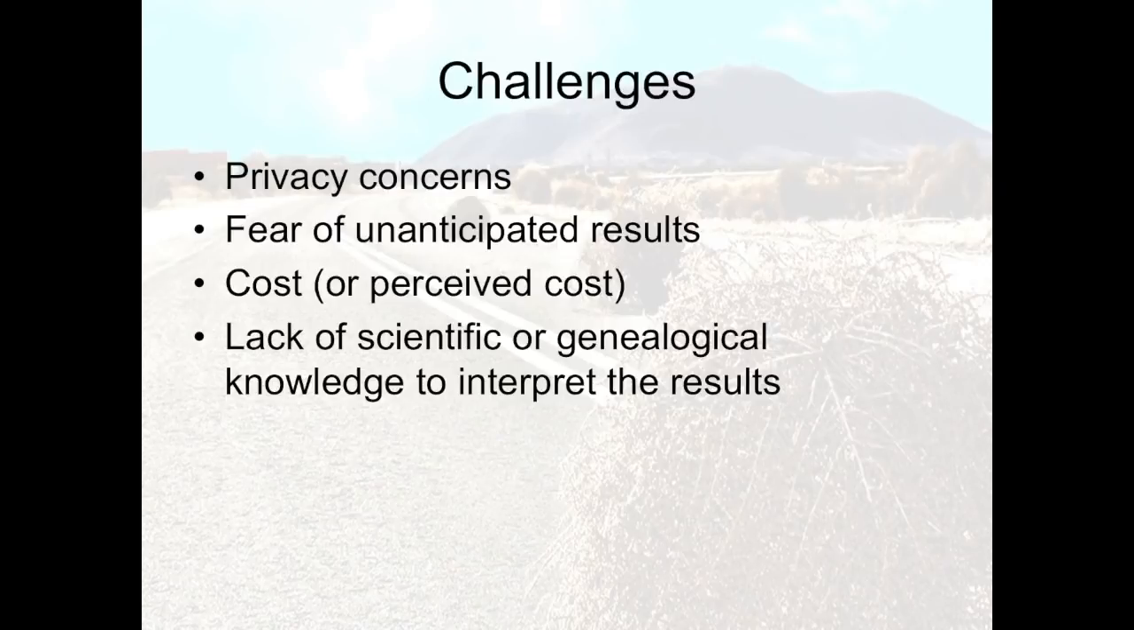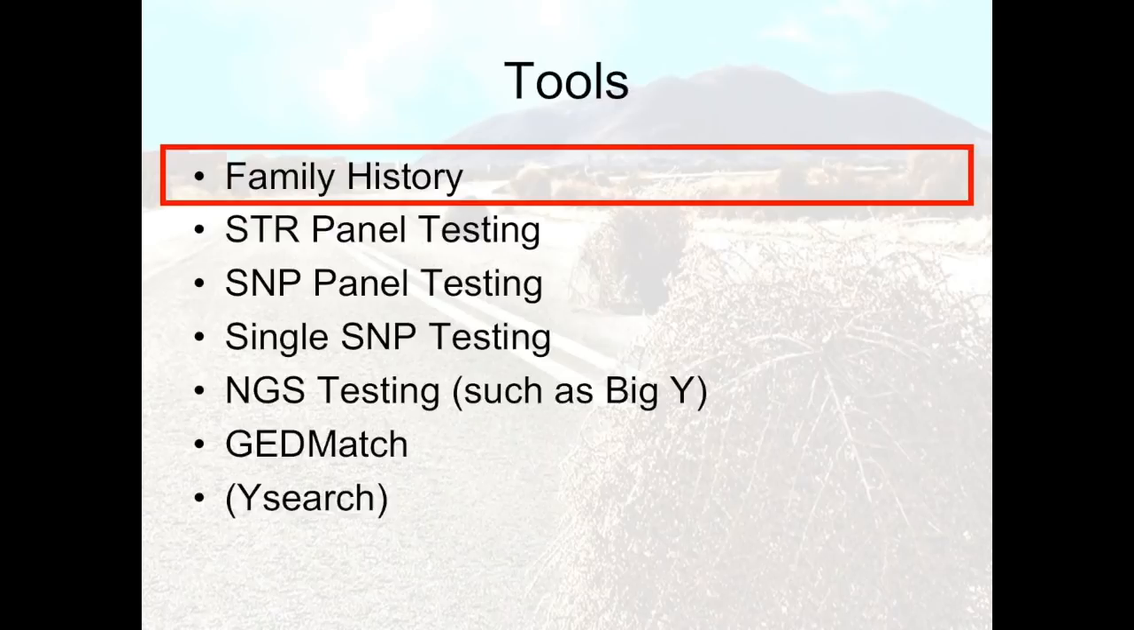The big one as well is the fear of unanticipated results. This is true for any genealogy, but it can be a surprise if a genetic result comes back very different from what people might have expected. There's the cost, or the perceived cost. And we've all talked about how a challenge to getting people to sign up is their lack of scientific or genealogical knowledge to interpret the results. So you do have to bring people through on that, and some people are more open to it than others.